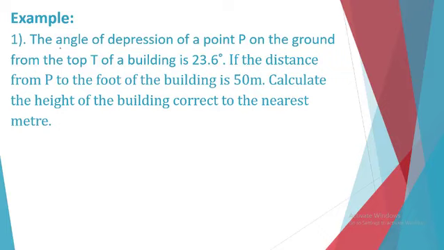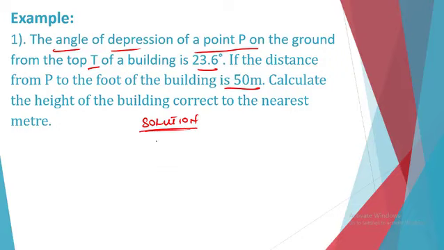Number one, the angle of depression of a point P on the ground from the top T of a building is 23.6 degrees. If the distance from P to the foot of the building is 50 meters, calculate the height of the building correct to the nearest meter. The first thing we need to do, like I always tell us, is to illustrate this information in a diagram.